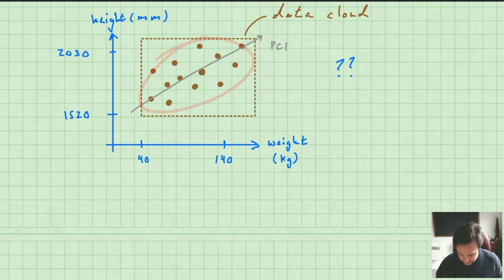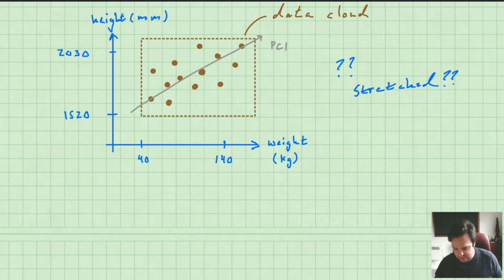This is not the same cloud, obviously. I'm just making a new set of data points. All right, and the box is a little bit different, but it's still defined by these regions, by those limits. So the cloud is bounded by that box a little bit. And principal component 1 should look something like this. Oops. I want to use a solid line.